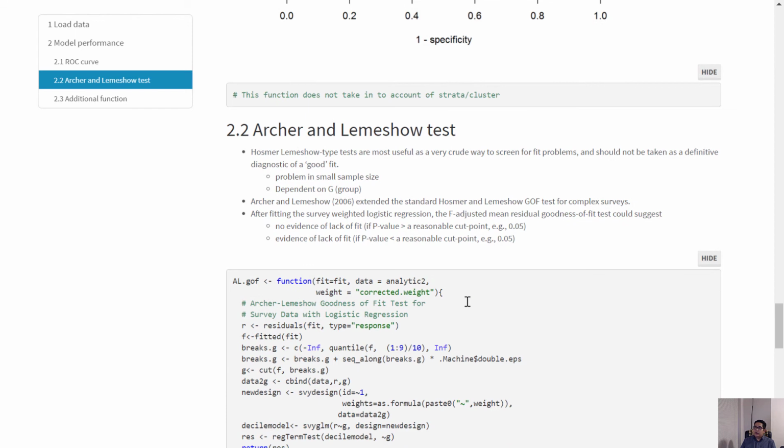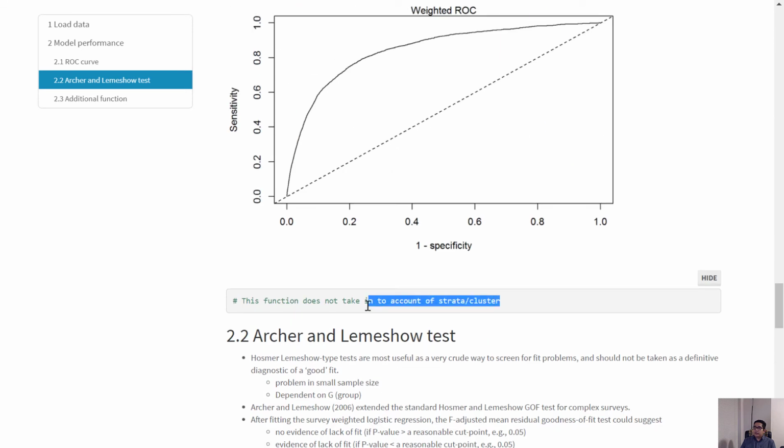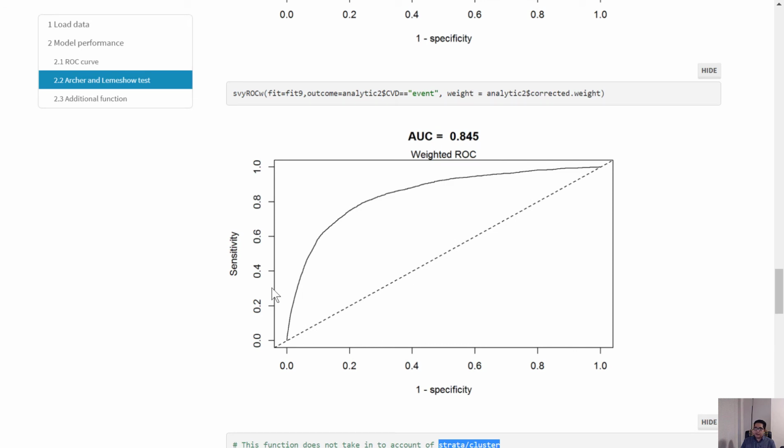Alright, but unfortunately this function we are using does not take into account strata or cluster, so this is still going to be an approximation.